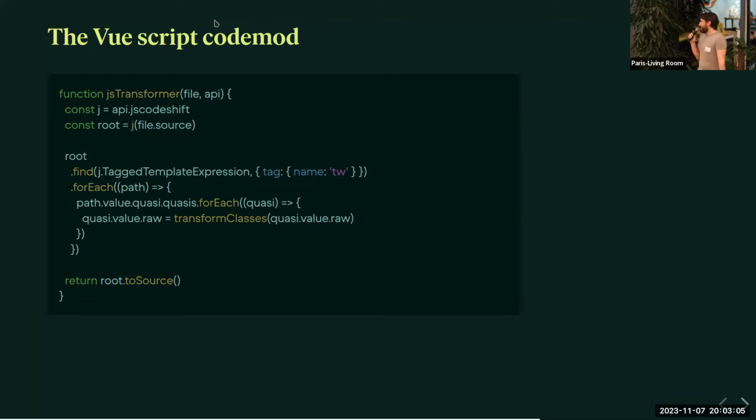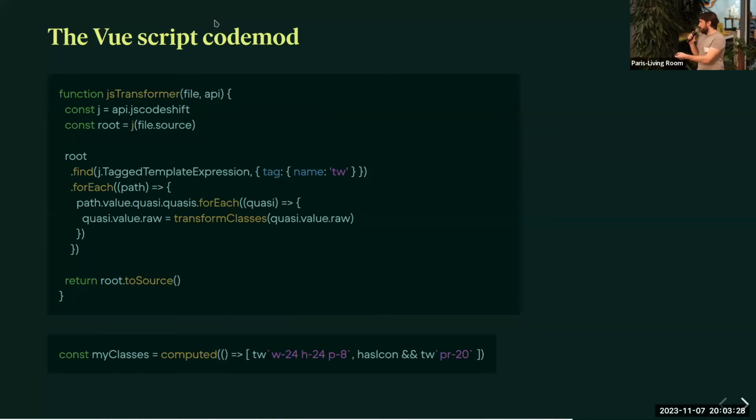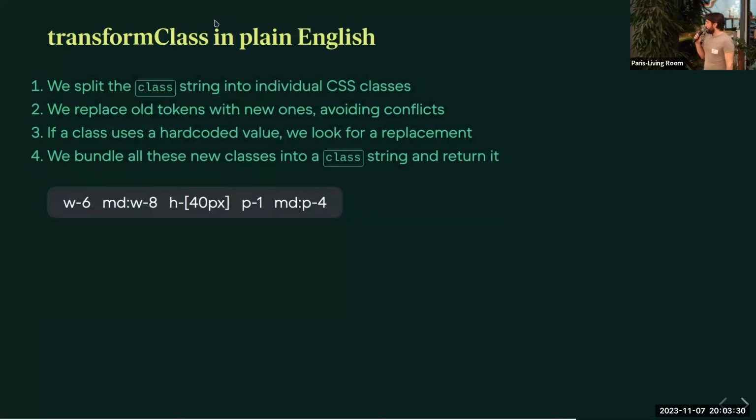So for JS, this time we use jscodeshift, a very common JavaScript codemod engine. Ask Norbert about it, he has opinions. Tag template expressions are what we're looking for, and we want the ones that are named TW. And we're going to look at all the content in these templates, and we're going to transform them again with our function. And it works.